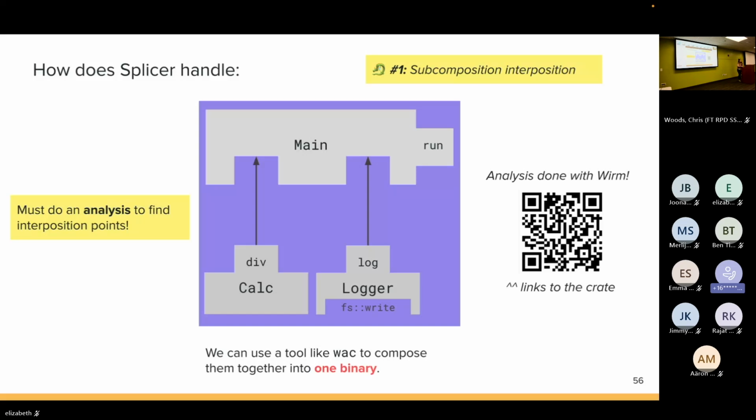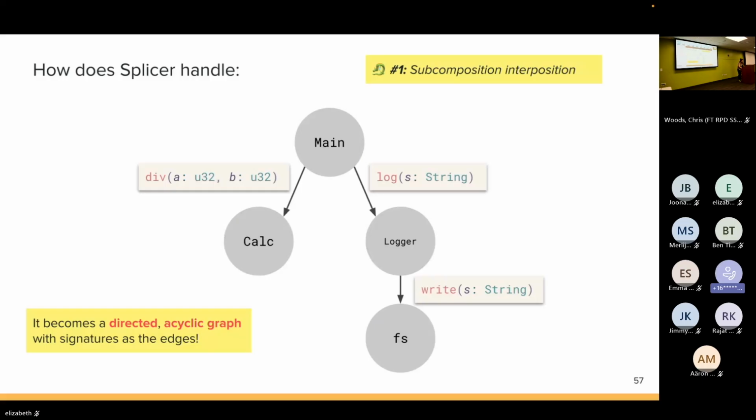And a little plug, the crate that I use to do this analysis is called Wirm. If you're wanting to do component analysis, this would probably be a good option for you. It exposes this as a visitor on a component IR, so it's pretty ergonomic. So when it takes this binary, it transforms it into a directed acyclic graph, and then you can see the signatures, the functions of relationships between these component nodes as the edges.